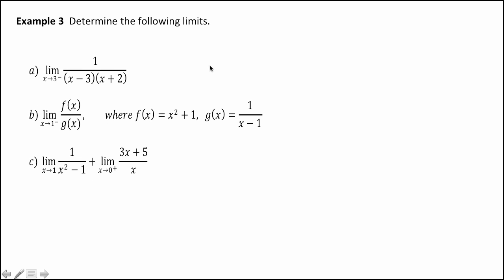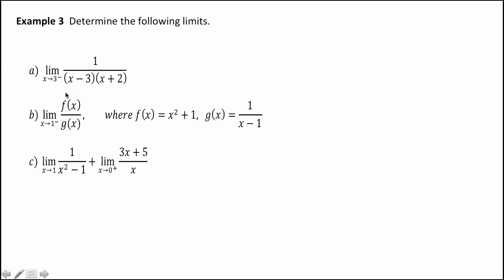Okay, so let's just determine the one-sided limits here. So again, we plug in the 3, right? Do a direct substitution and see if it works. Here you're going to get 3 minus 3 is 0. 0 times anything is 0. So you're going to get 0 in the denominator. So this is clearly an error. So that's a vertical asymptote.